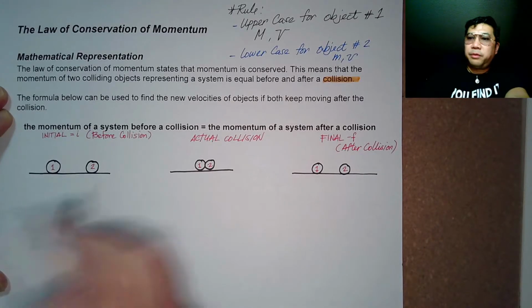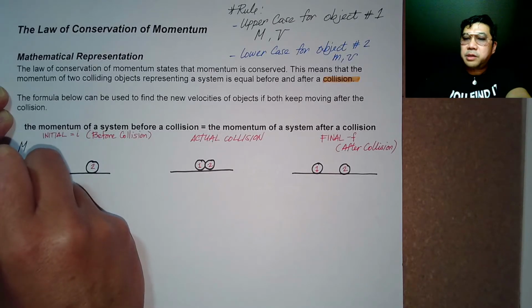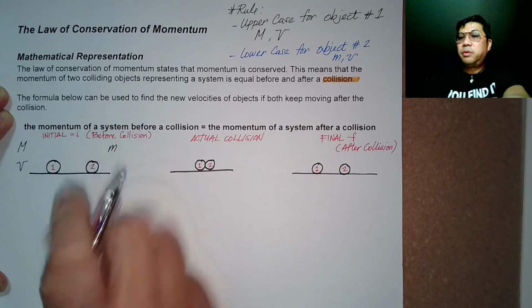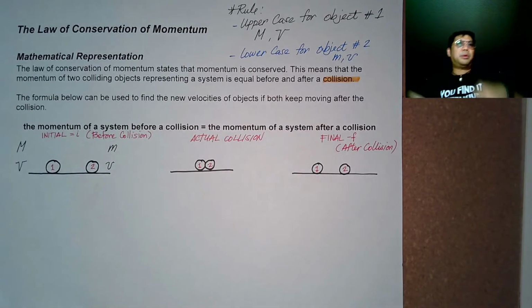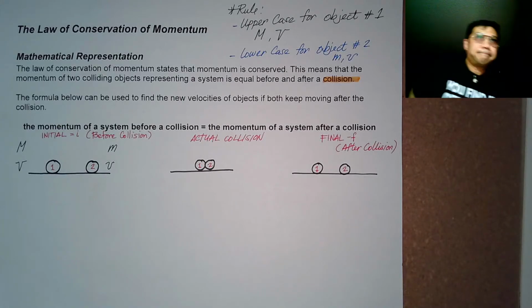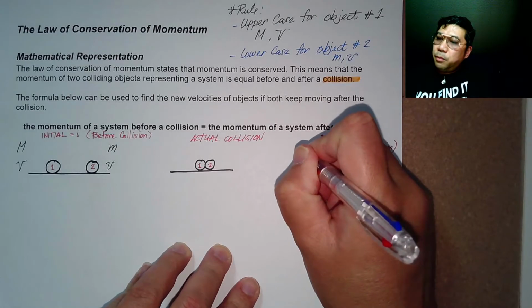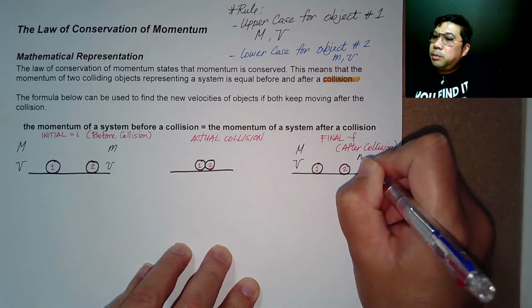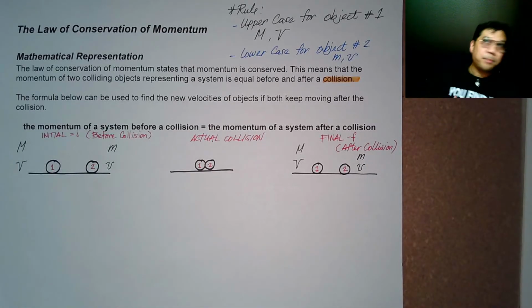So why don't we just write it here? The mass of the first object is uppercase M. The velocity of the first object is uppercase V. The lowercase m is for the second object, and lowercase v is for object number 2. For object number 1, still the same, we use M and then V. And lowercase m and then lowercase v for your velocity.